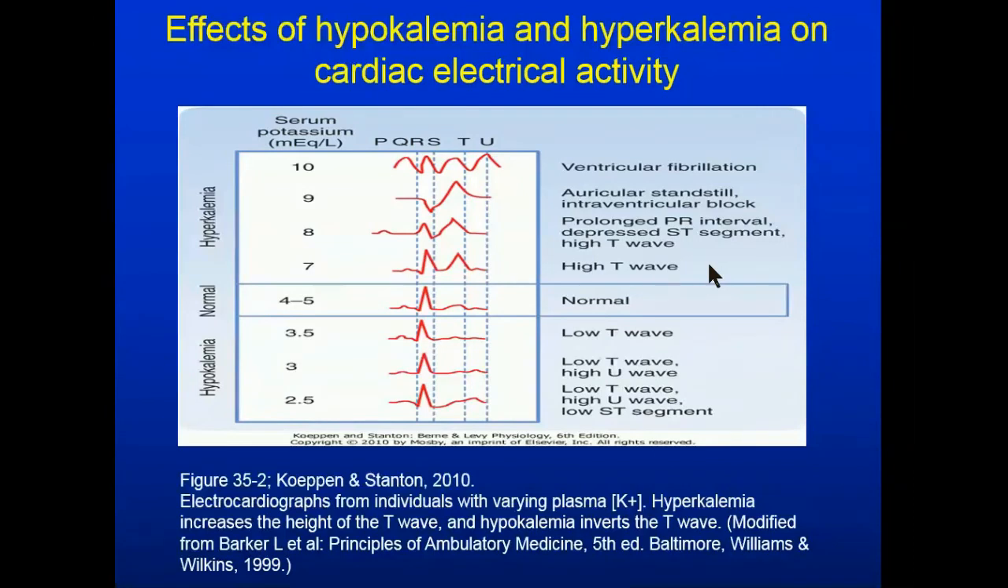In hyperkalemia, there is a characteristic tall peaked T wave. Then, as there is a further rise of plasma potassium, this is accompanied by a prolonged PR interval, and eventually, at a potassium concentration of about 10 milliequivalents per liter, the P wave disappears, the ECG appears as a sine wave, and the ventricles fibrillate.